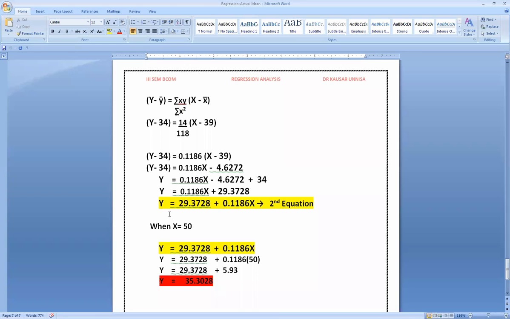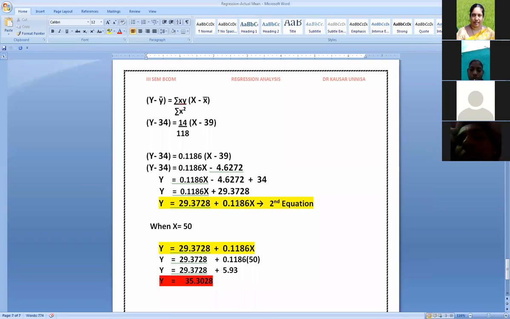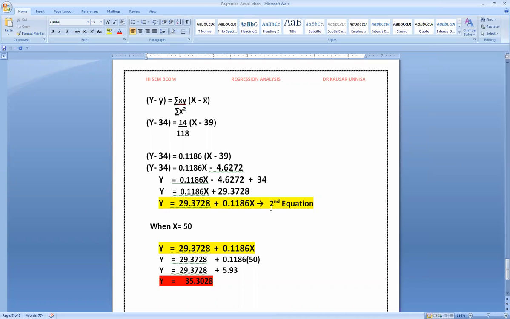Here we have arranged it in a proper form. So y equals, first we have written the number, 29.3728. Next we have written x, that is plus 0.1186x. This will be the second equation.